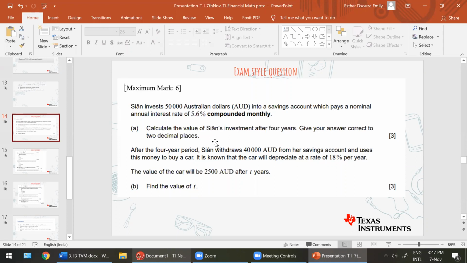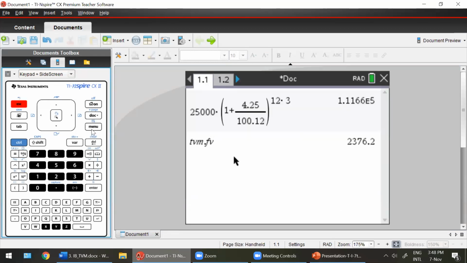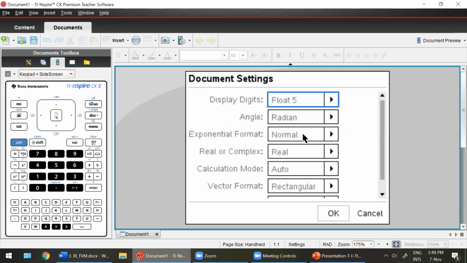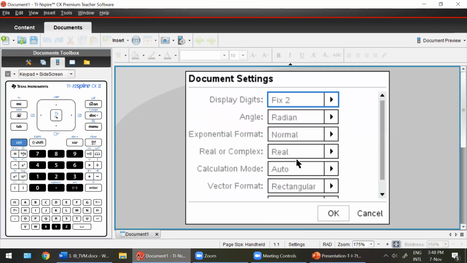So remember, for 2 decimal places, just set it in the settings as the initial setting. I'll just show you that. If you want to do it in the menu mode, press escape, go into home, go into settings, document settings, and press the display digit. You can fix it to 2. Okay, fix 2, right?